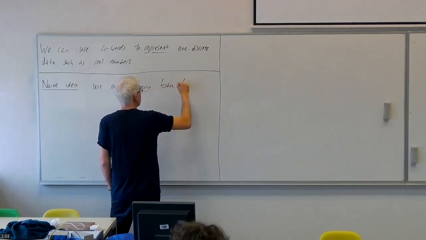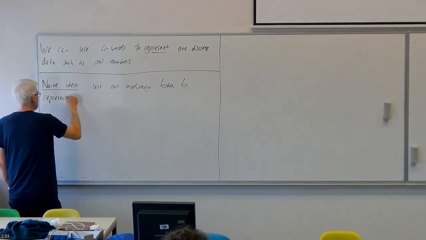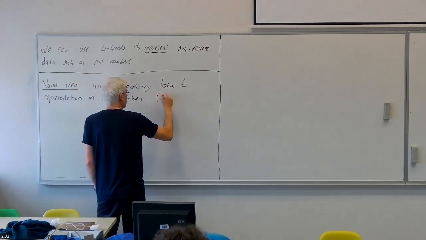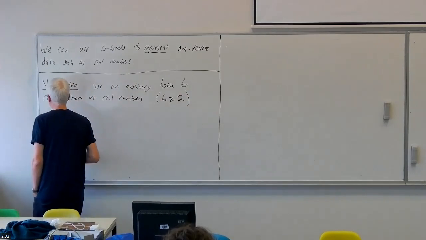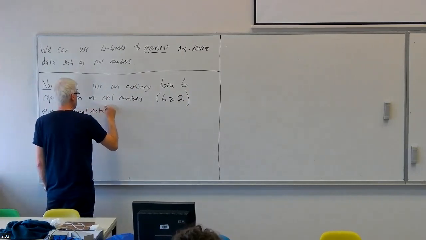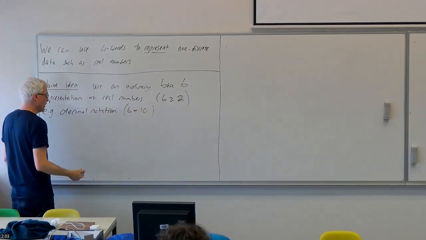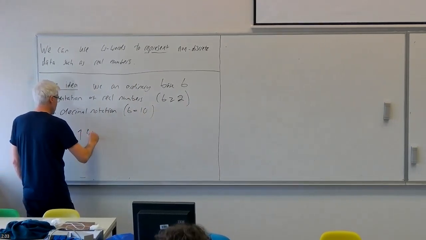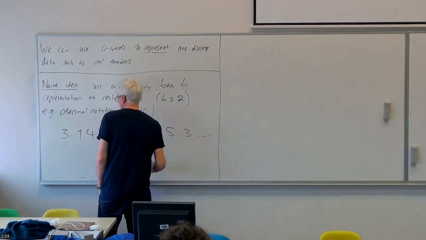So naive idea, use an ordinary base B representation of real numbers. So B is some natural number here. To make sense of base B notation, you need the base to be at least 2. So e.g. decimal notation, the one we usually use, the base is 10, as we know. So a real number such as pi would be represented as 3.141592653, and so on.